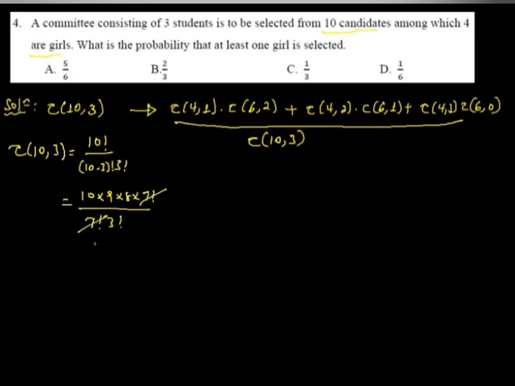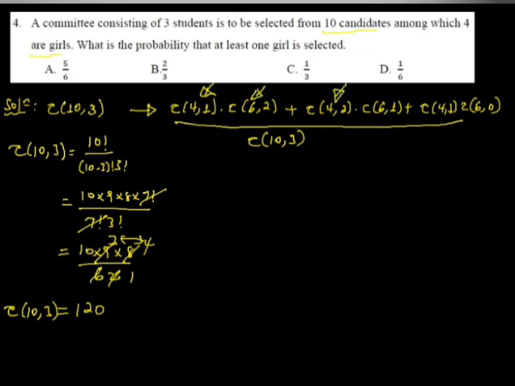Now we have something that can be cancelled. 3 factorial means 6. So this is 10 times 9 times 8 over 6. 3 by 3, 2 by 2, 4 by 2, 1. Therefore, this number is 3 times 4 times 10, which is 120. Combination of 10, 3 is 120. Similarly, you can calculate the combination of all these things. For now, to save time, I will just tell you the values of each combination.